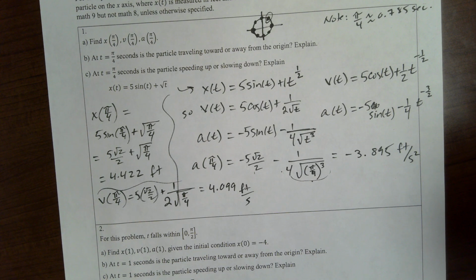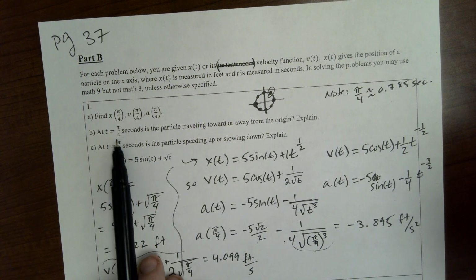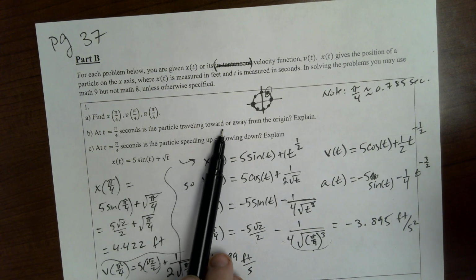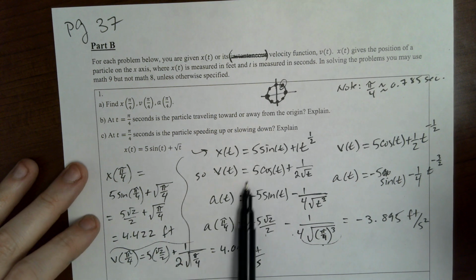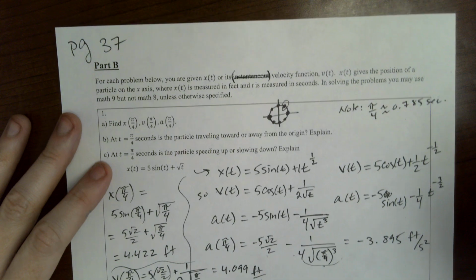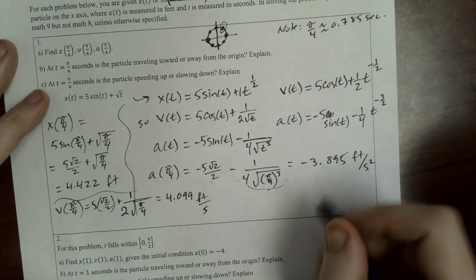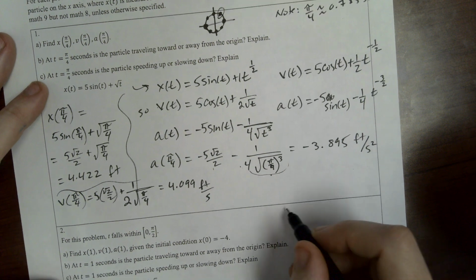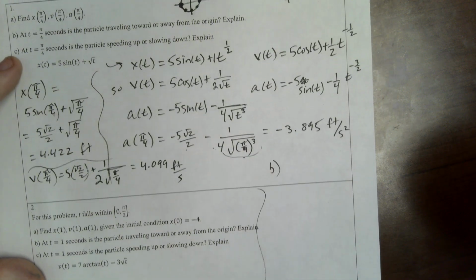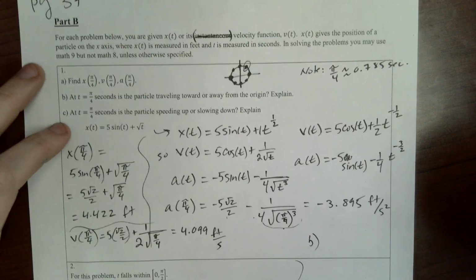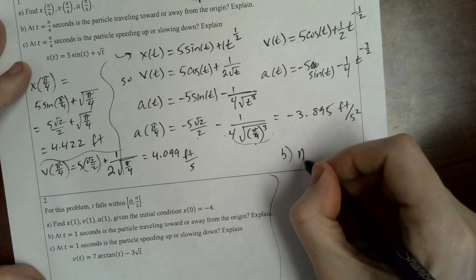And now we're going to answer, I kind of already talked about it, but we're going to answer B and C. At t equals pi over 4 seconds, is the particle traveling toward or away from the origin? Explain. Okay, so this is the explanation for B. Sorry, I'll just do it down here. We're not going to do the second problem. So here's part B explanation. The answer, guys, is away. All right, and this is why.